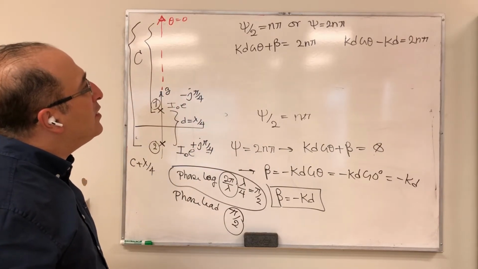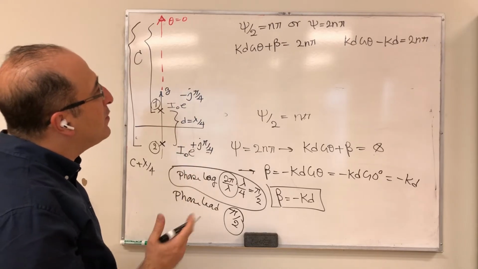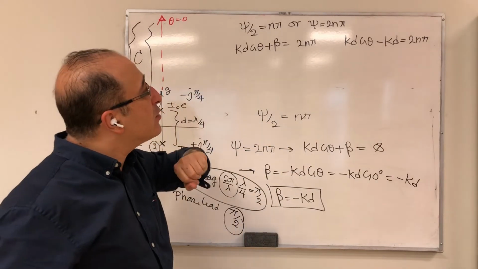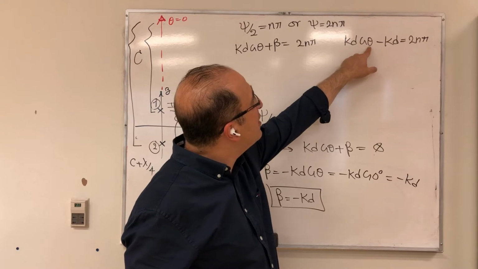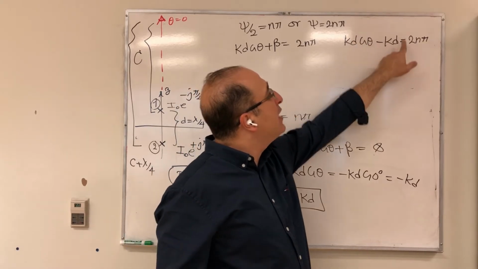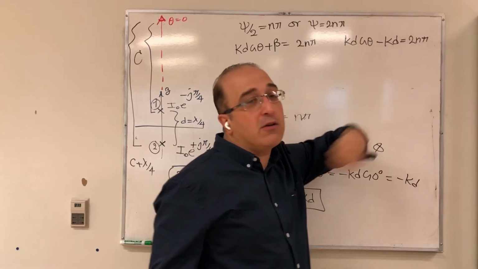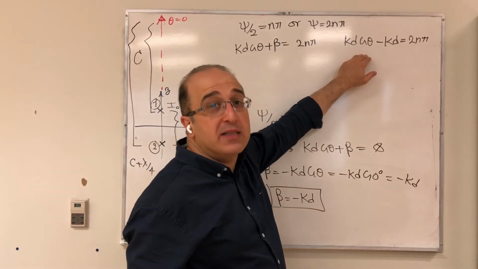Now, this is going to give me a problem if there is a solution other than theta equals 0. Of course, for theta equals 0, everything is satisfied, because if theta is 0, cos of 0 is 1, KD minus KD is 0, and 0 can be equal to 2n pi when n is 0. So this is okay, but I want that to be the only solution.